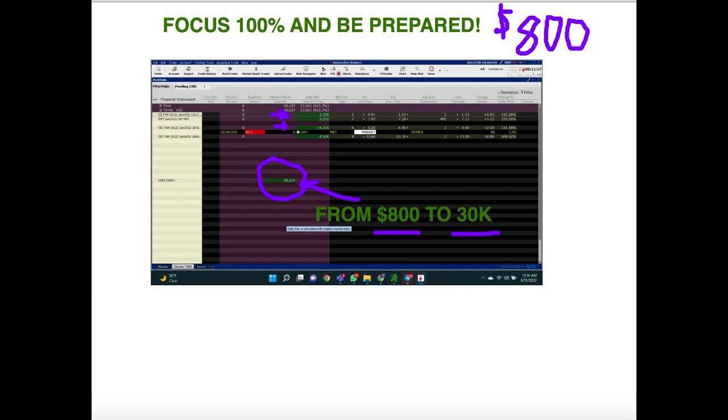So if a 13 market moves coach tells you something that looks absolutely ridiculous, get excited about it, because chances are, if the trade setup looks so ridiculous to you, that's probably going to be the trade that could make you 100K that day. That could take you from 800 to 30K that day. That's the kind of stuff you should be excited about.